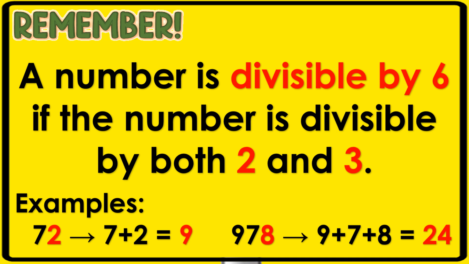978. 978 is an even number, so it is divisible by 2. When we add the digits, 9 plus 7 plus 8 equals 24. 24 is divisible by 3. So 978 is divisible by 3. 978 is divisible by both 2 and 3. Therefore, 978 is divisible by 6.